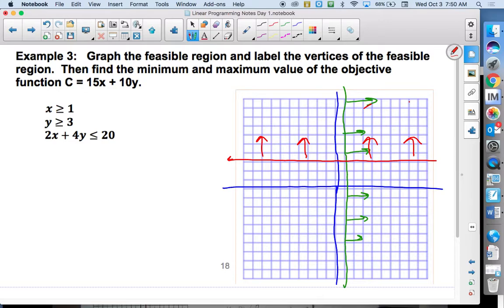The last piece, we have 2x plus 4y is less than or equal to 20. So, Holly, if we solve for y there, what did you get when you solved for y? Y is less than or equal to -1/2 x plus 5. So the third inequality, y is less than or equal to -1/2 x plus 5, takes us up 5. And then -1/2 means down 1 to the right 2. And we end up with this teeny tiny little shape.